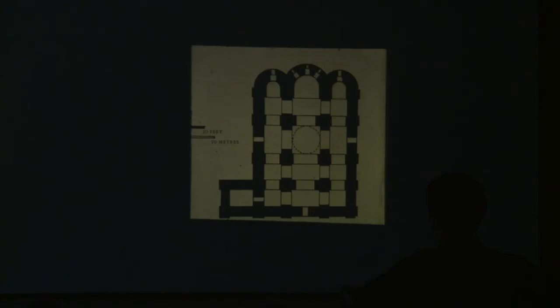Next. And here's the ground plan. You can see that there are six of these piers that support the vaulting up above. And then the central space is reserved for Christ as ruler of the universe. And here's the main apses.